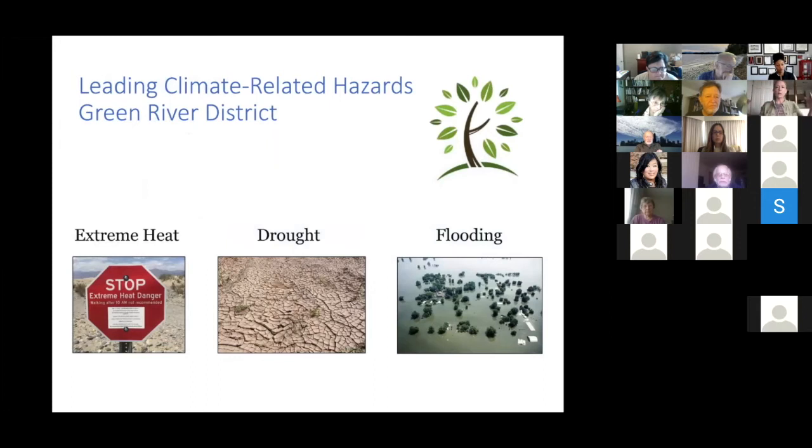So taking all of that information together, we used a methodology that was developed by the U.S. Centers for Disease Control and Prevention that's called the BRACE framework. And that framework helped us hone in on 3 leading climate-related hazards for the Green River District. And so I'm going to walk through each one of these hazards to give you an understanding about how each of them is impacting the economy, the health, and the vulnerable populations within this particular region.